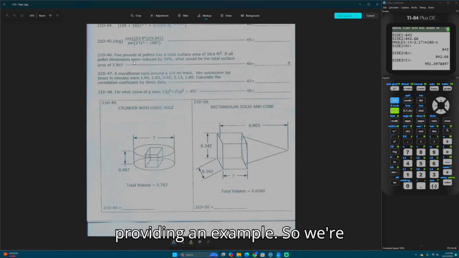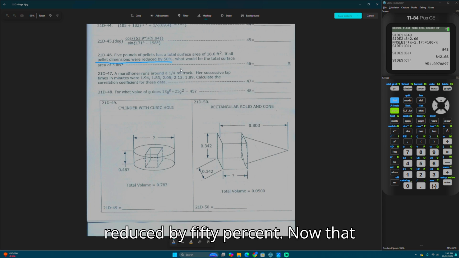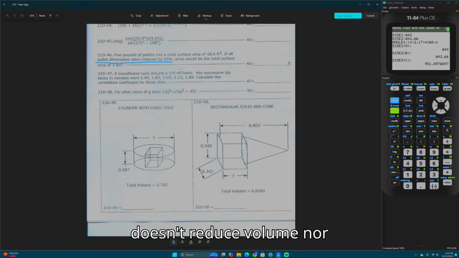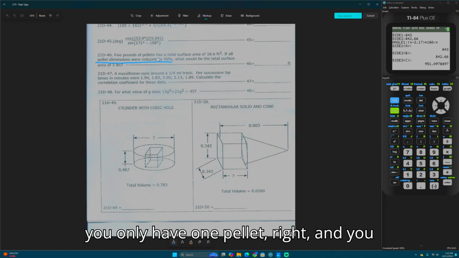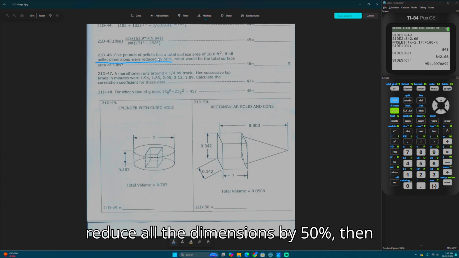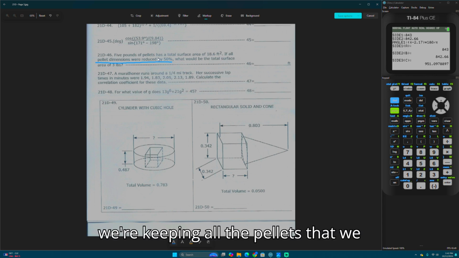So we're told that the pellet dimensions are all reduced by 50%. Now that doesn't reduce volume, nor does it reduce weight, but what it does do, I guess, well, technically speaking, if you only have one pellet and you reduce all the dimensions by 50%, then yes, it would affect volume and weight and all the such.